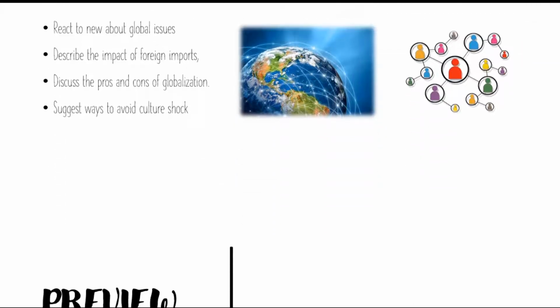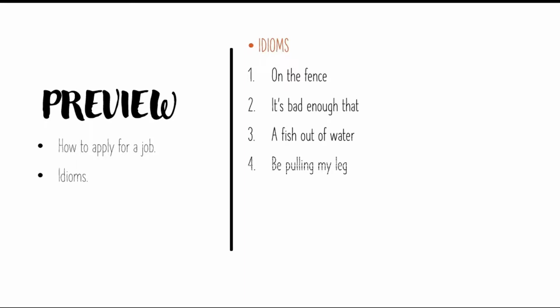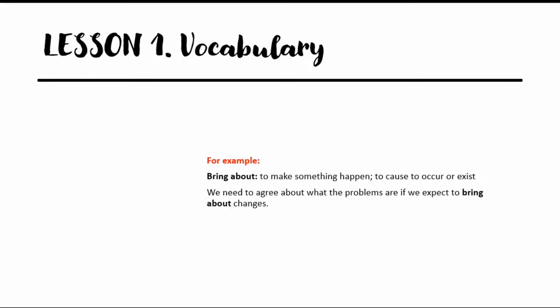So, if you want to sound like a native speaker, that's the reason why you must use idioms in your daily conversations. For example, on the fence, it's bad enough, a fish out of water, you're pulling my leg, a losing battle, how do you like that? And money talks. So, when you are on the fence, it means that you have not made a decision. Another, if someone pulls your leg, he or she is only kidding.